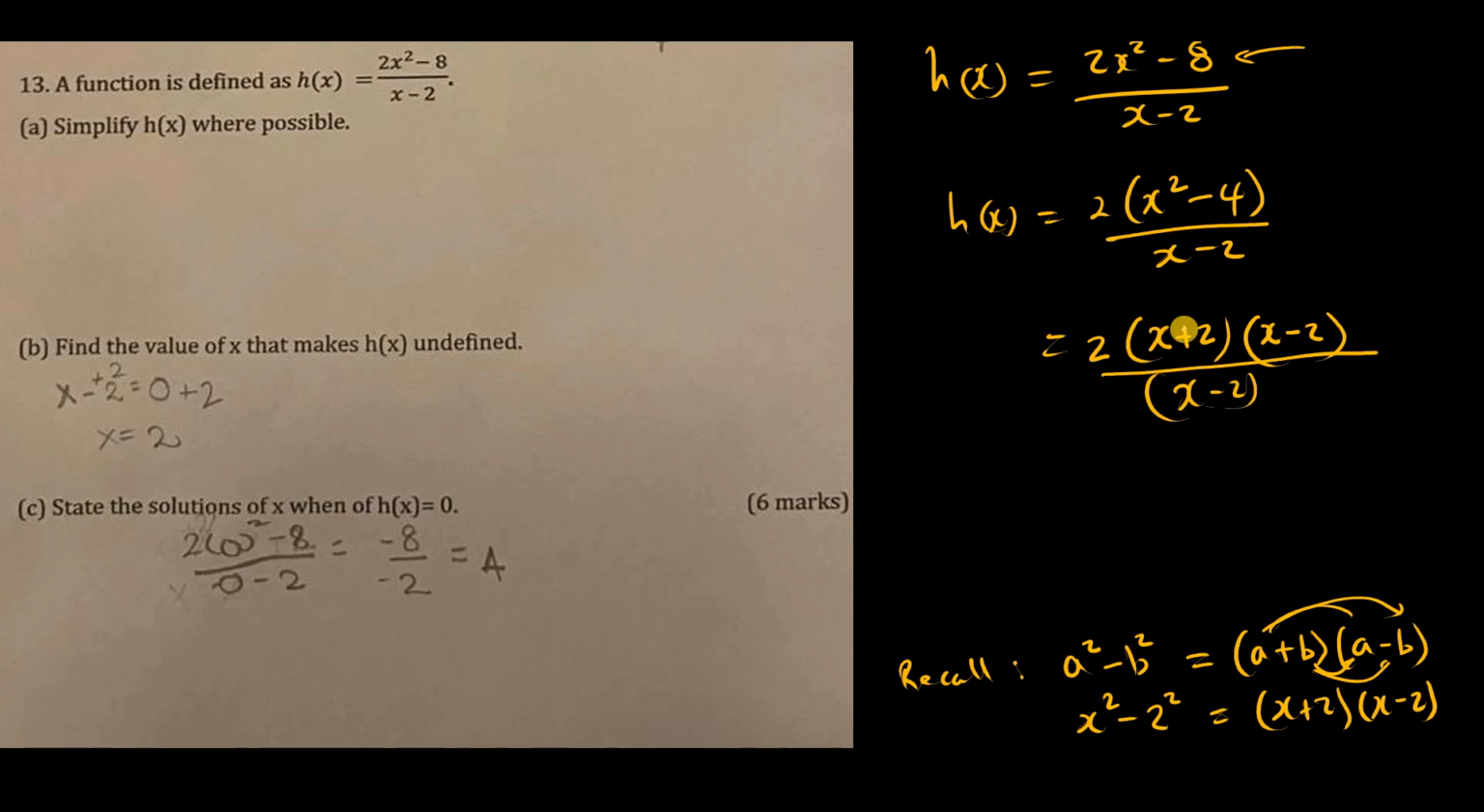Alright, so we have all quantities at the top being multiplied. Right, so it's 2 times this quantity times this quantity. Now once you multiply everything on top, you can cancel out now. This goes into itself once, goes into itself once, leaving us with 2 times the quantity x plus 2. So that is the simplified version of h of x.